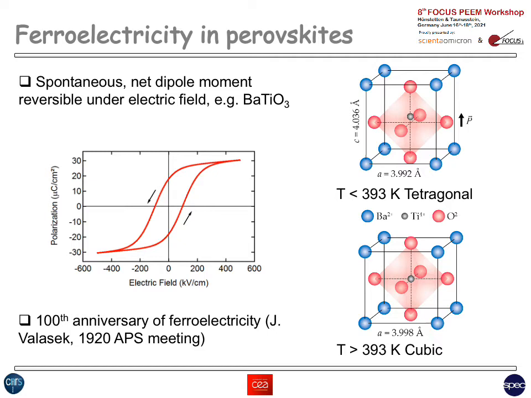When the temperature goes above the Curie temperature, above 393 K, there is a structural transition to a cubic structure, and the cubic structure is centrosymmetric, there's no titanium off-centering, and it is non-polar.